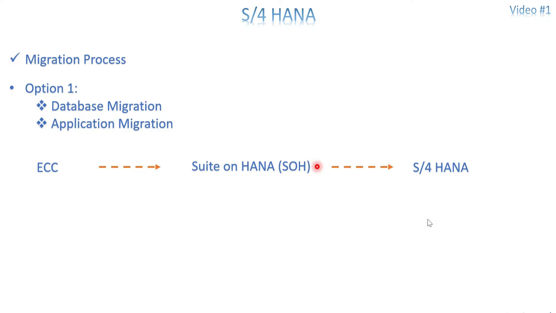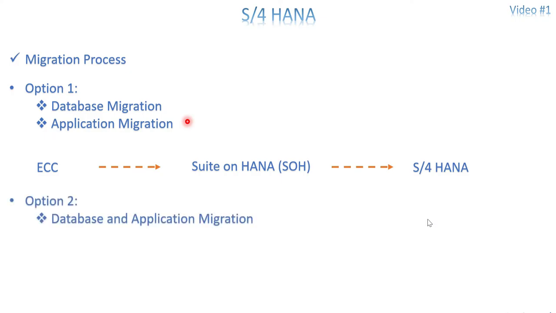Sometimes they decide not to go to S4 directly. They don't want to pressurize their business users or end users to move from ECC to S4 HANA, because the application itself has changed, so they have to do a lot of training. Instead, they feel, okay, let's go with SOH and HANA first, change only the database, see how it goes for our business, and then decide to go with S4 HANA. In that case, they do the database migration first and then the application migration.